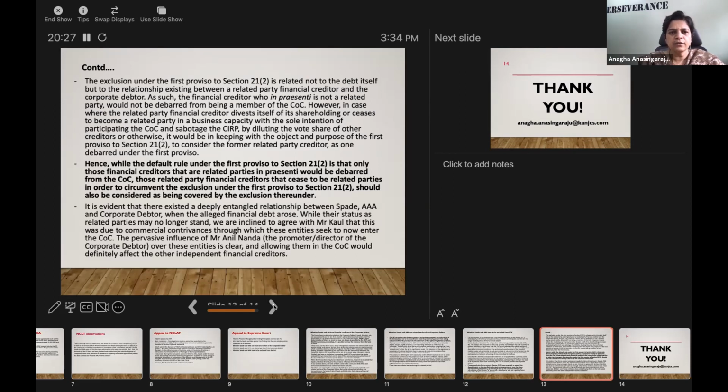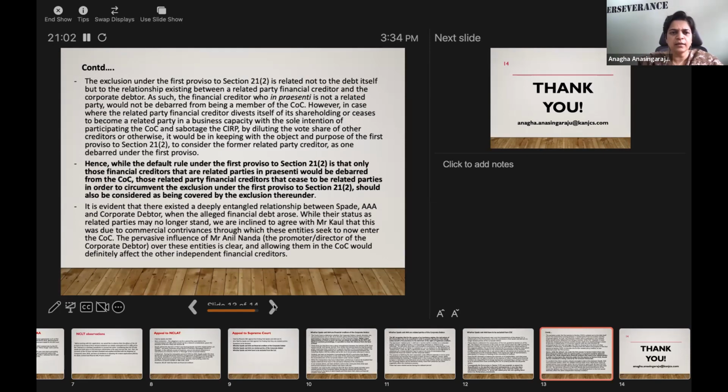Hence, while the default rule under first proviso to 21(2) is that only those FCs that are related parties in presentee would be debarred from the COC, those related party FCs that cease to be related parties in order to circumvent the exclusion under the first proviso of 21(2) should also be considered as being covered by the exclusion thereunder. So here, the Supreme Court has clearly underlined even the logic behind trying to exclude such related parties from the COC, even though they may not be related parties on the date of the CRP.